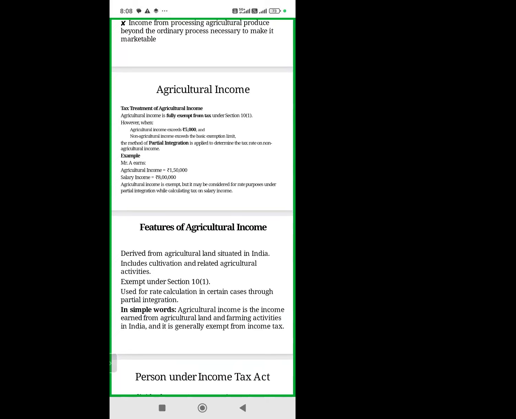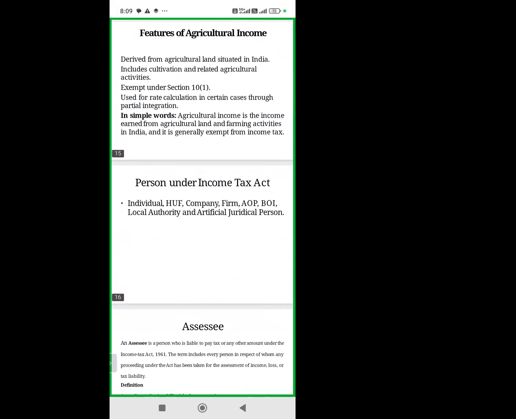So for agricultural income, what is the tax treatment, that we have also taken into consideration. For the calculation of gross total income, we take that amount into consideration, even though tax is not calculated on agricultural income. These are the features that we have also seen.